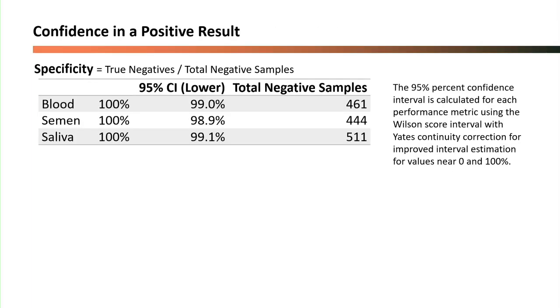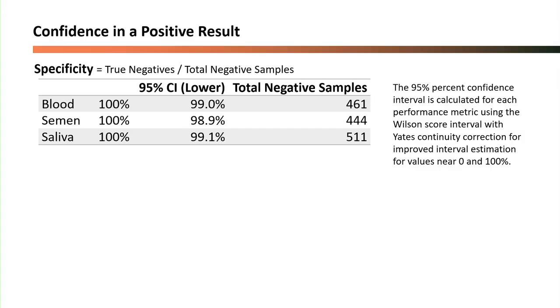And so finally, everything I've been showing you so far is related to sensitivity of the assays, showing you how often we can detect blood, semen, and saliva under different conditions. But in forensics, possibly the most important thing we want to know is, you test an unknown sample, it says it has semen. How sure are we that that's true? What's your confidence in that positive result?